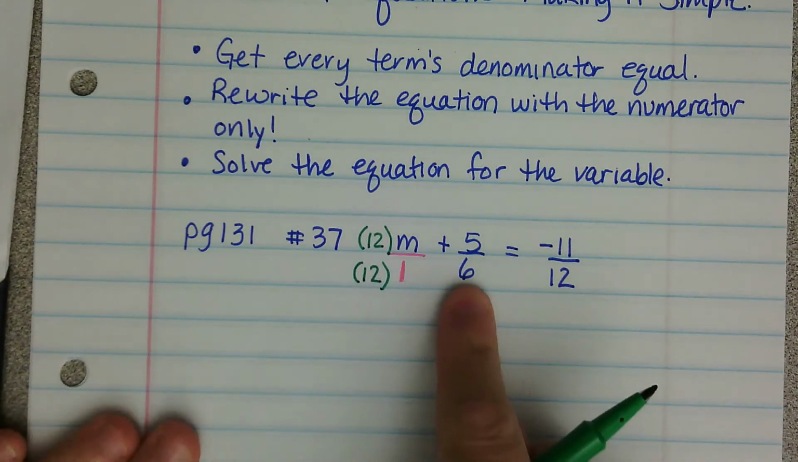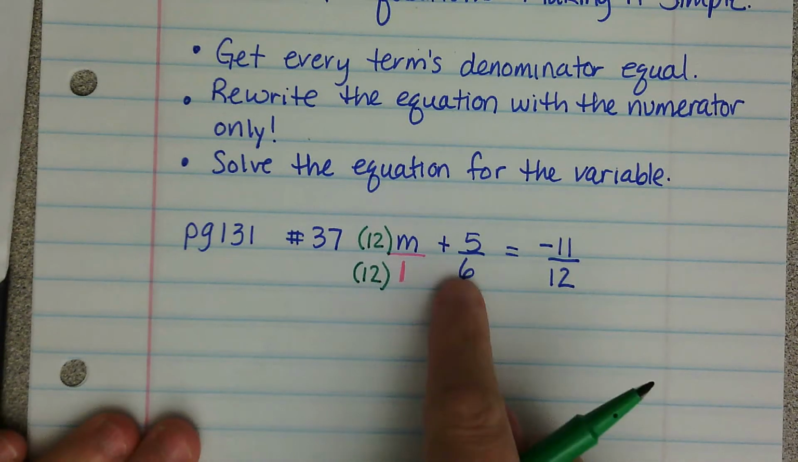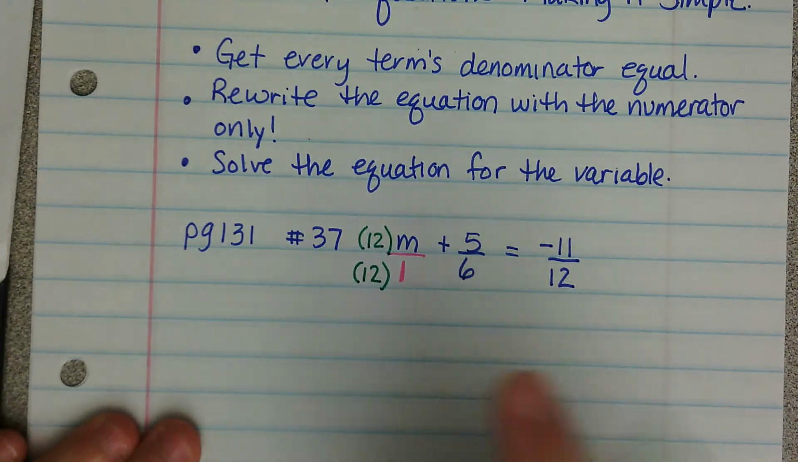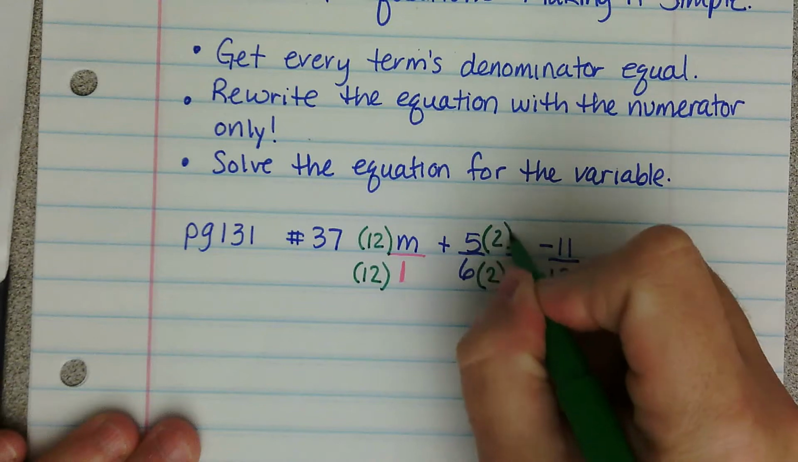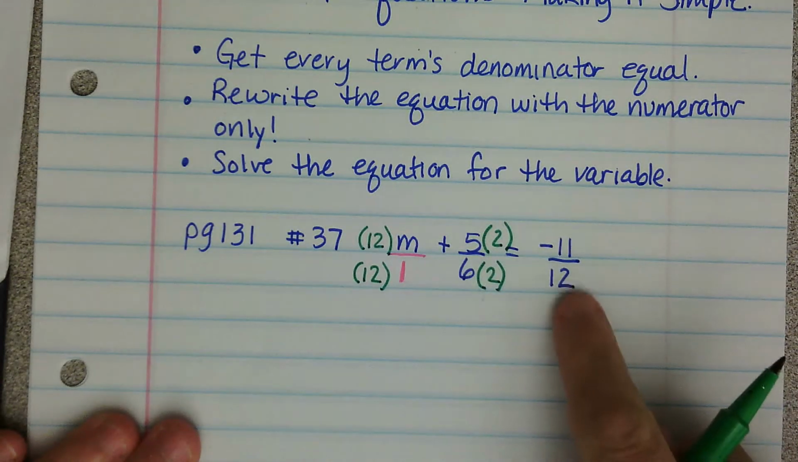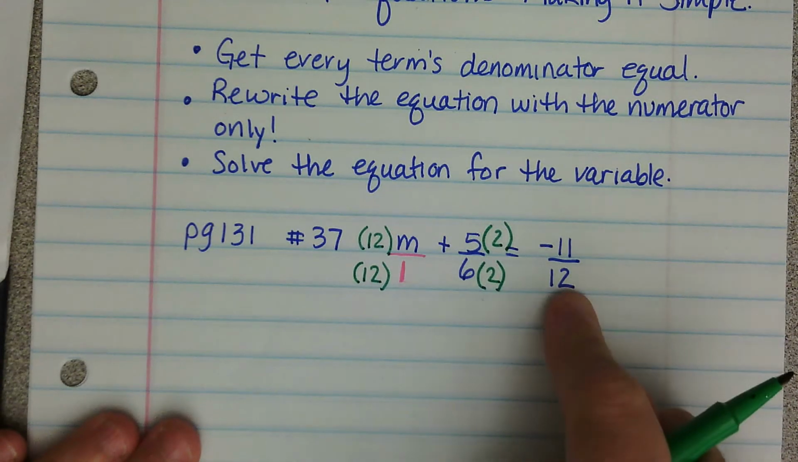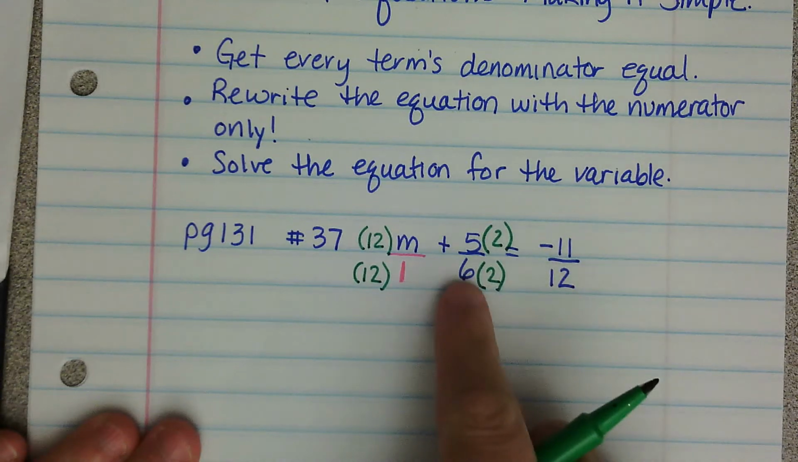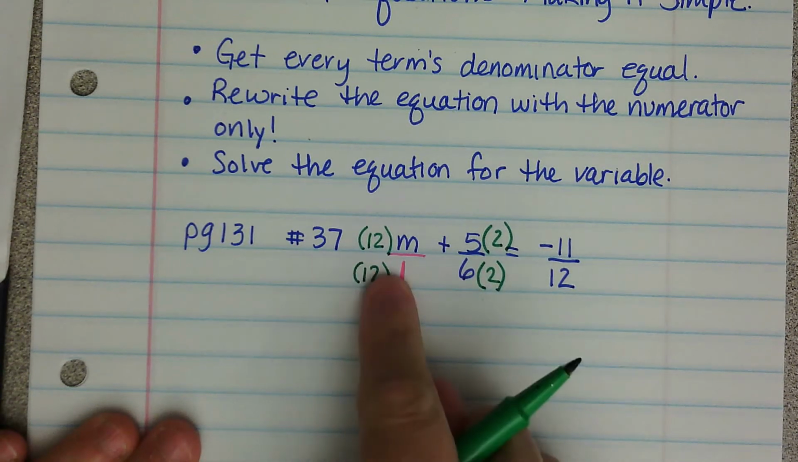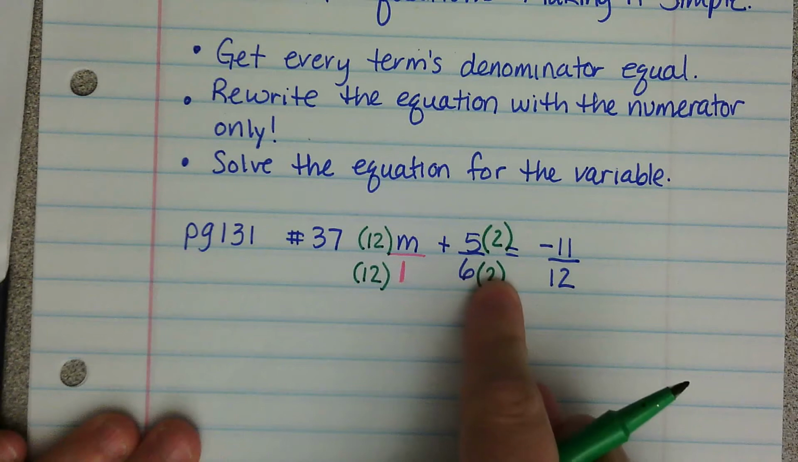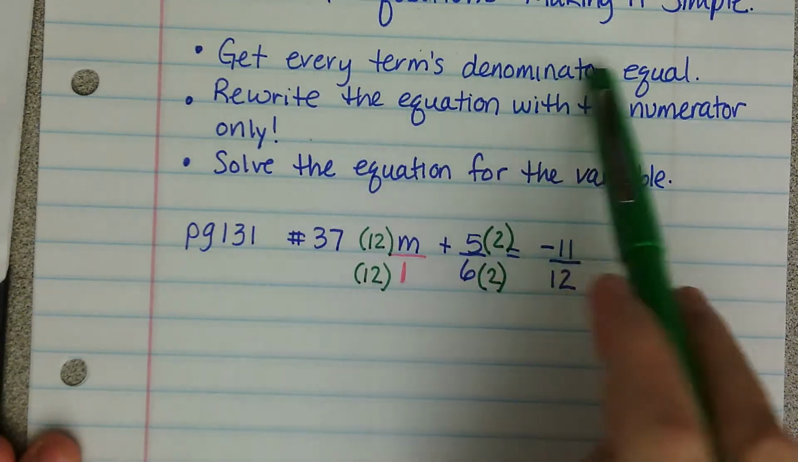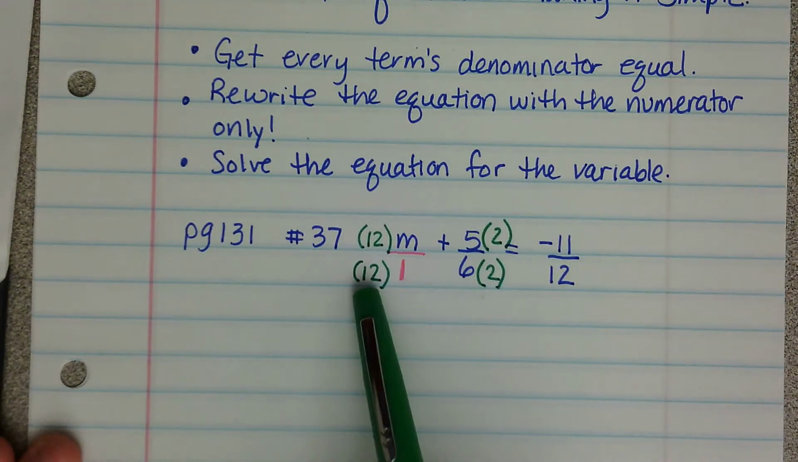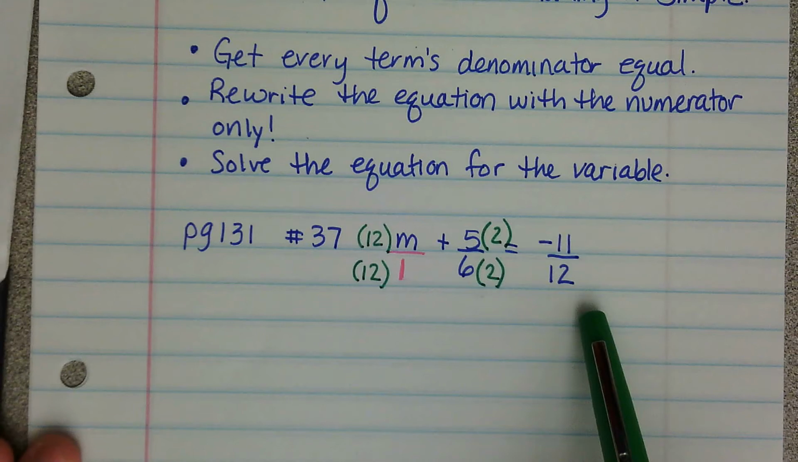For the second fraction, I need to make the 6 into a 12. I'm going to do that by multiplying top and bottom by 2. I don't have to do anything to this one because it already has a 12. So my common denominator is 12. I have 12 on the bottom here, 12 on the bottom here, and 12 on the bottom here. So once I've got every term's denominator equal, all of these on the bottom are going to be 12.